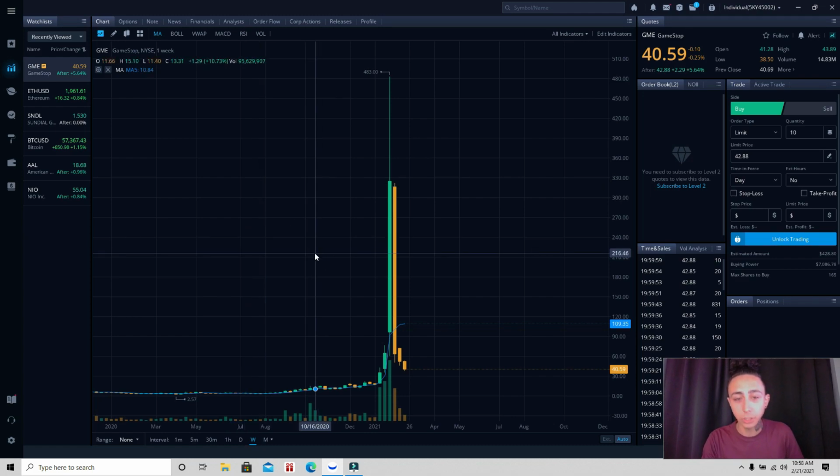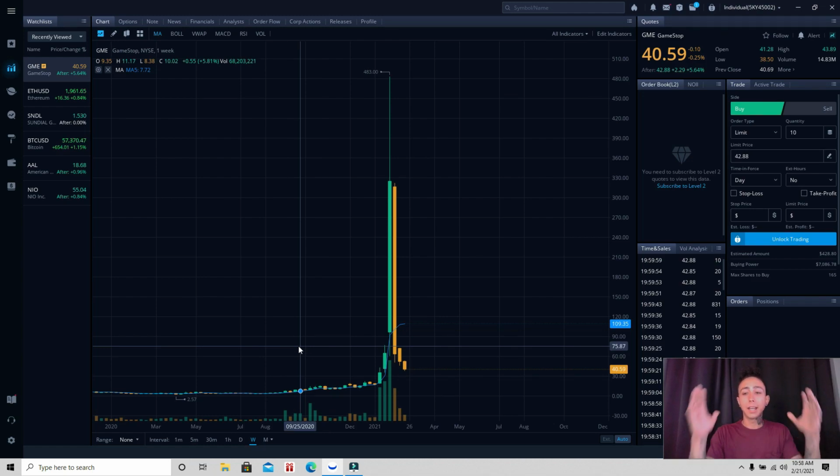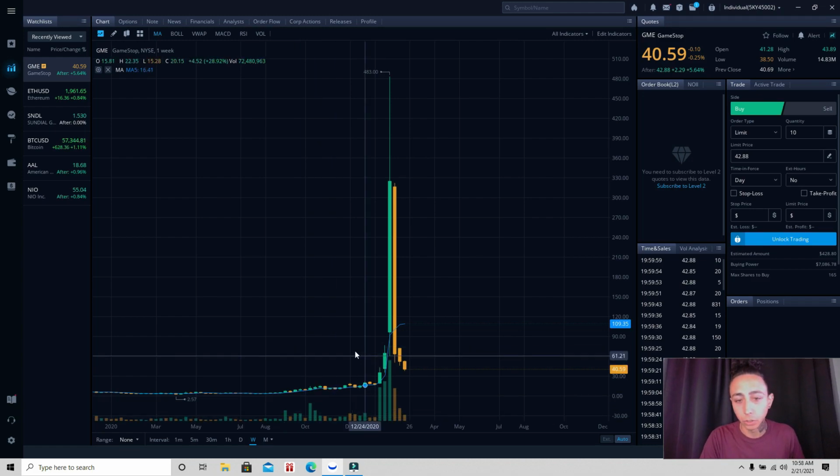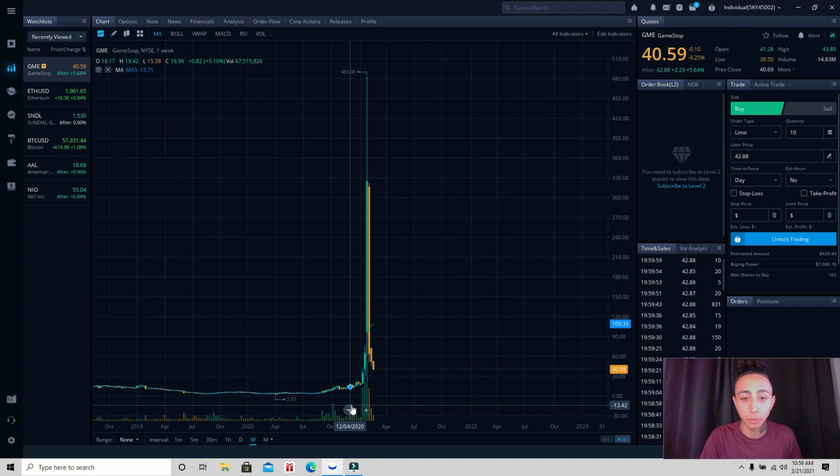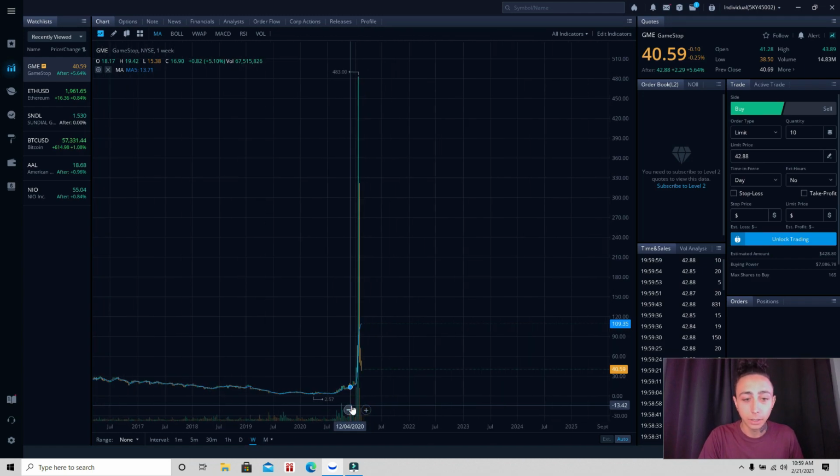So the first thing that we're going to do when looking at any stock is start at a higher time frame. Using multiple time frame analysis allows you to see the bigger picture of the stock that you're looking at. So I have GME pulled up right here. Let me go ahead and zoom out as far as possible, because we want to see the bigger picture.